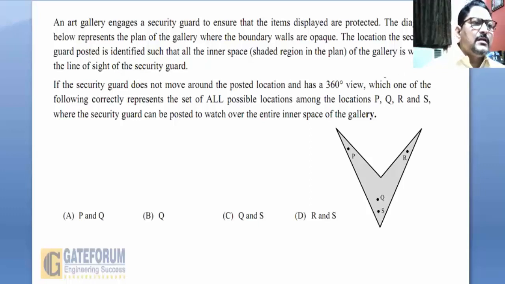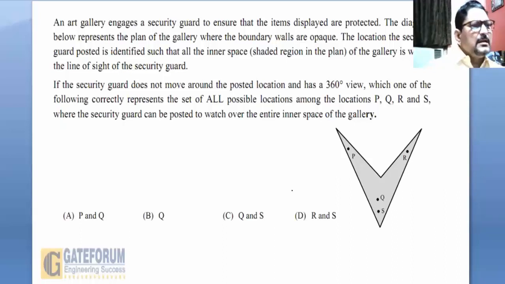If the security guard does not move around the posted location and has a 360-degree view, so he is not moving, but he can look all around him, which one of the following correctly represents the set of all possible locations among the locations P, Q, R, and S, where the security guard can be posted to watch over the entire inner space of the gallery.